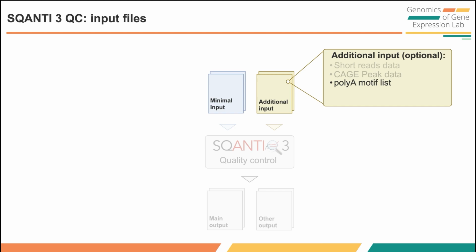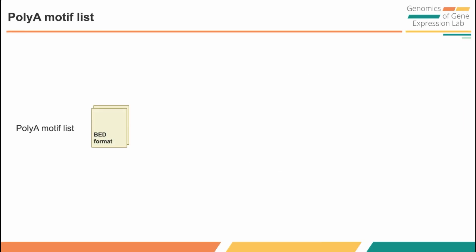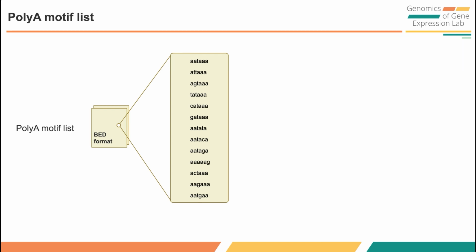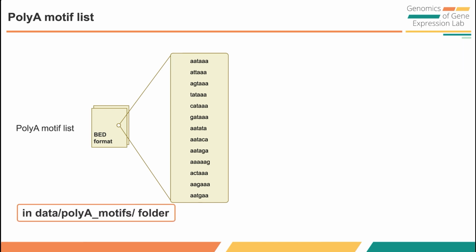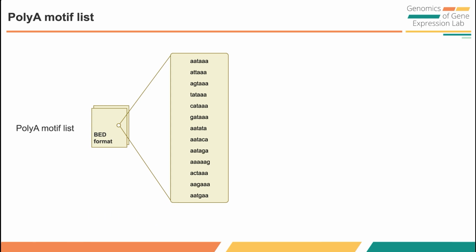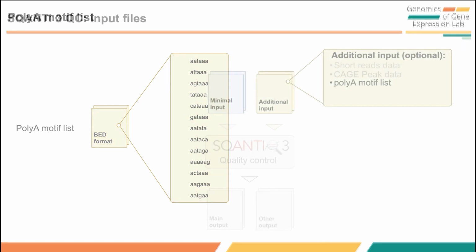The third one is the poly-A motif list file. We have included a list of mouse and human poly-A motifs in the data/poly-A_motifs/ folder. Please let us know the most likely poly-A motifs for other organisms or clades through the comments below.